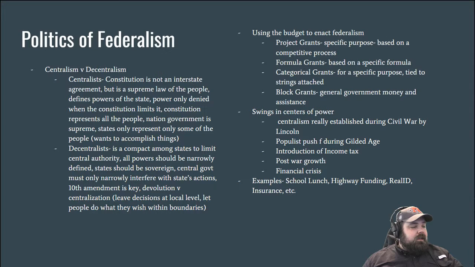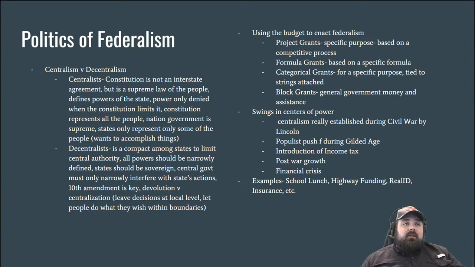Now, we have also seen over the development of the last several hundred years a big swing back and forth in where the center of power is located. Part of this is that this truly central federal government really gets established during the Civil War by Lincoln. So for the first about 100 years of our government, power was really heavily distributed to the states. It's only during the Civil War that it becomes very centralized.